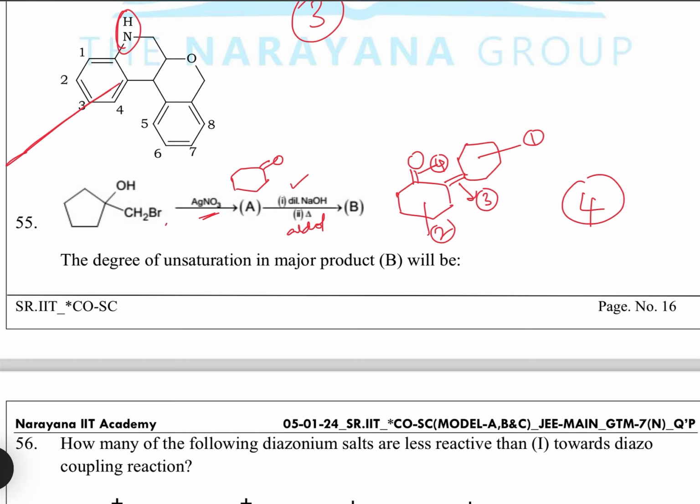Good question. Here ring expansion will be there. First step is Br minus going out, so this is getting a positive charge and ring expansion. Then a proton is lost from here and it turns into this one. Very, very good question.